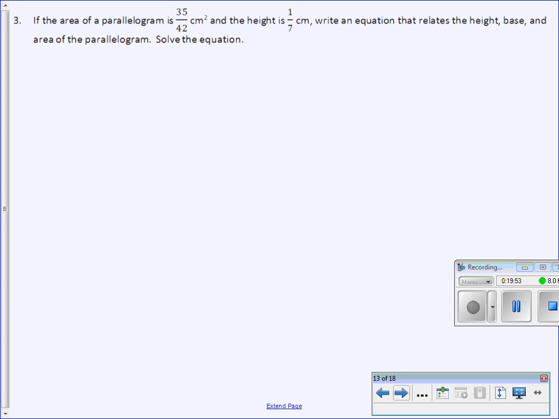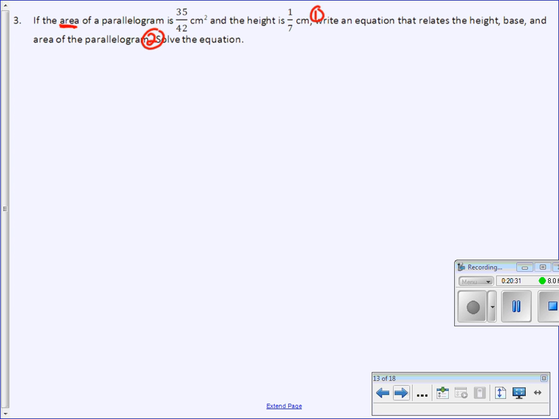If the area, oh wait, they're giving us the area? If the area of a parallelogram is 35/42 centimeters squared, and the height is 1/7 centimeter, write an equation that relates the height, base, and area of the parallelogram. So we have to write an equation and then solve. First of all, what's the formula for area of a parallelogram?